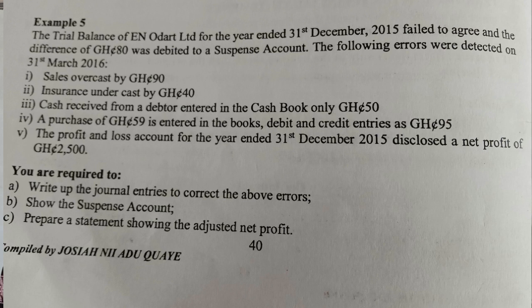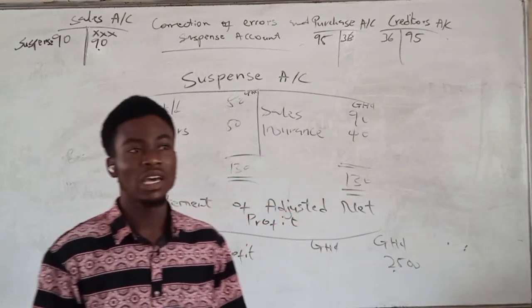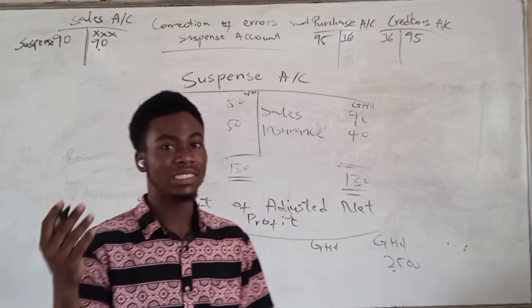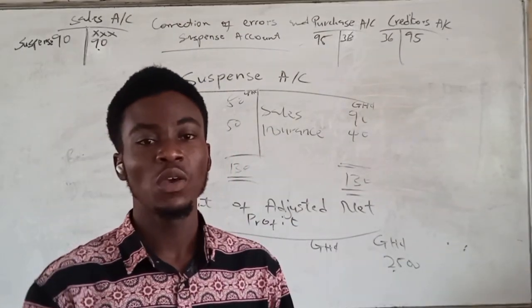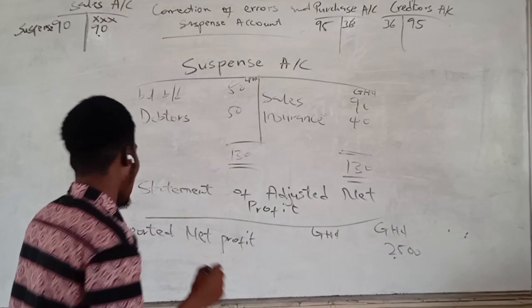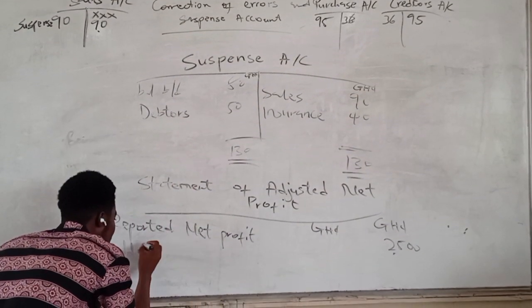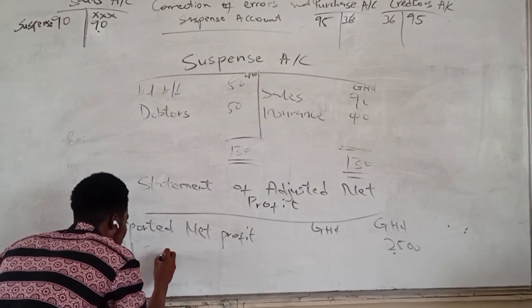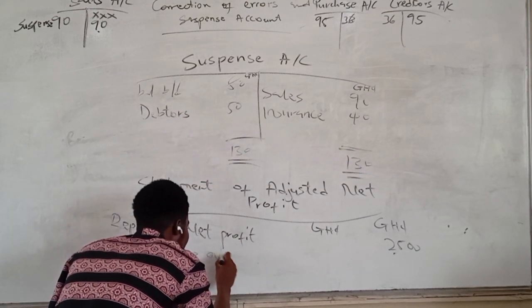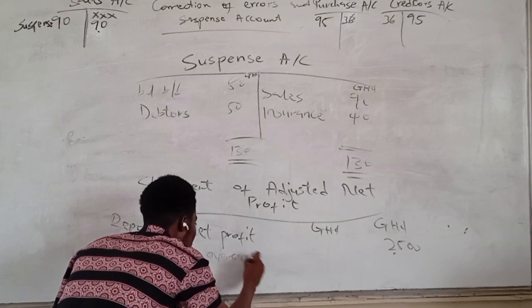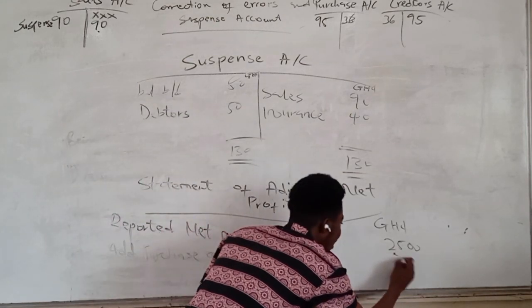Now we go to the next one. A purchase of 59 is entered in the books, debit and credit entries as 95. So purchase has been what? Overcast. Purchase has been overcast. So when the expense is overcast, we add it. So we add our purchase overcast. Purchase overcast. That's what? 36.